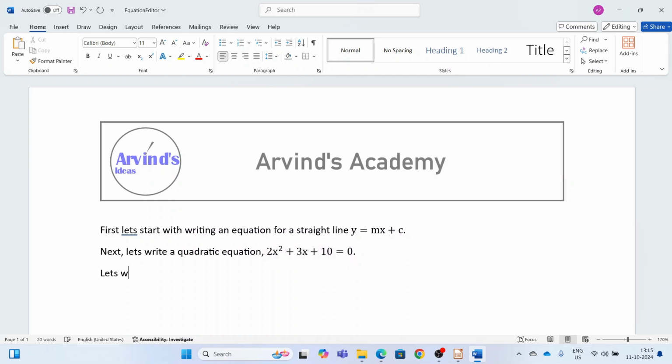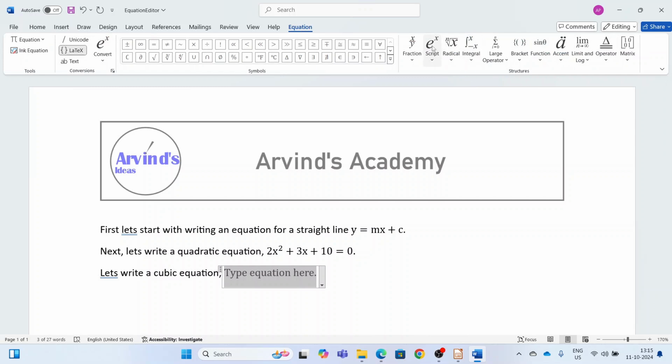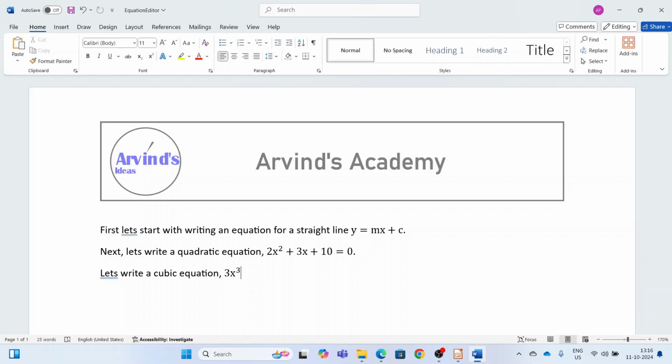So for that, we again go to the equation editor, equation, and we again take the script. We write the equation as 3x cube. Then to move out of the power, all you have to do is press the key for moving right. We have the cursor keys on the keyboard by which we can move up, down, left and right. So I press the right.